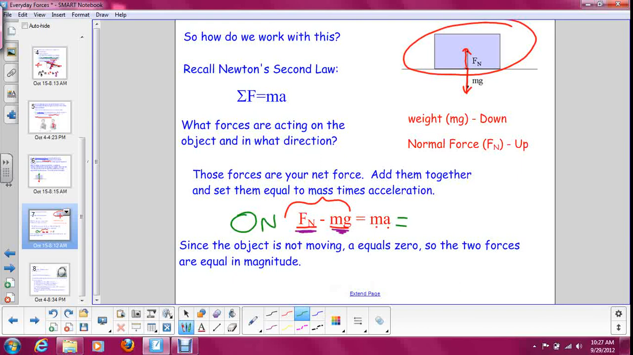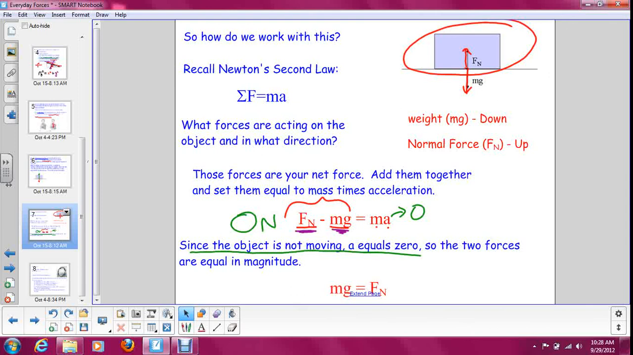And if that's true, the other side of this equation also has to be 0. Is it possible that this mass is equal to 0? No, because that would mean that this box doesn't have any stuff in it, that it doesn't have mass. And this box always has mass, no matter where it is. So what must be equal to 0 here, then, is the acceleration. And that makes sense. The object is not moving, so acceleration must be equal to 0. So the normal force and gravity are equal to each other.